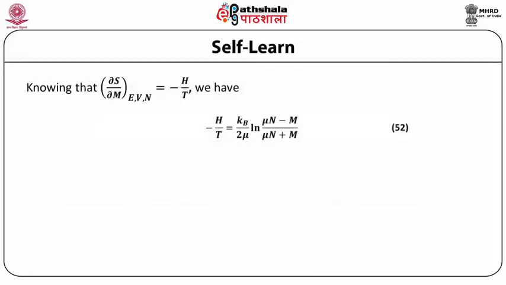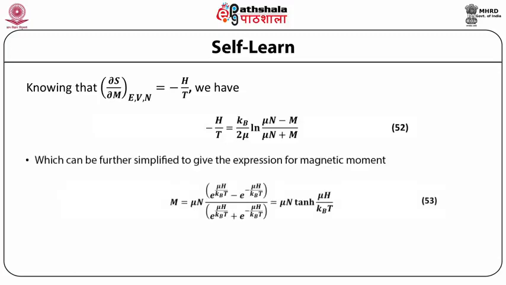Knowing that the partial derivative of entropy with respect to capital M at constant T, constant V and constant N is equal to minus H upon T, we have minus H upon T is equal to kB upon 2μ log of (μN minus M) divided by (μN plus M), which can be further simplified to give the expression for magnetic moment, that is capital M is equal to μN multiplied by (e raised to power μH by kBT minus e raised to power minus μH by kBT) divided by (e raised to power μH by kBT plus e raised to power minus μH by kBT), which is equal to μN times tanh(μH by kBT).